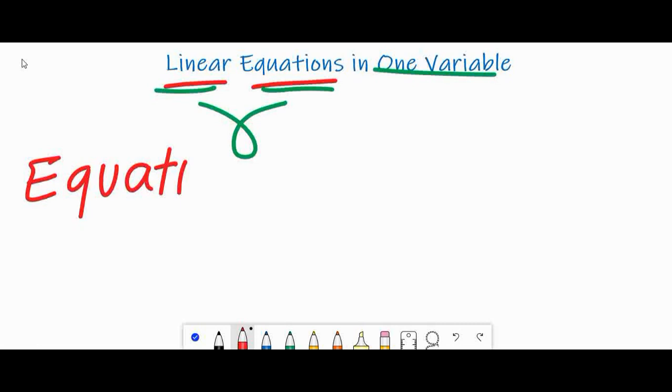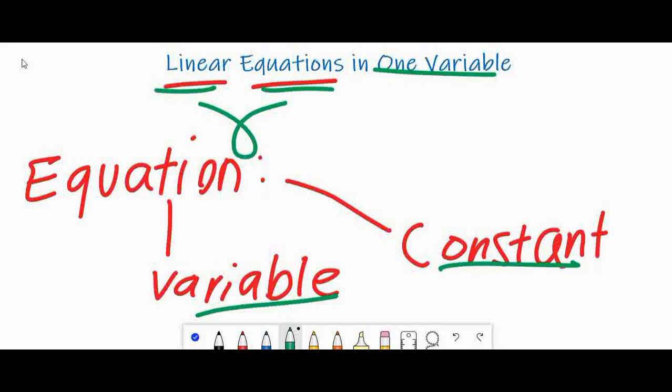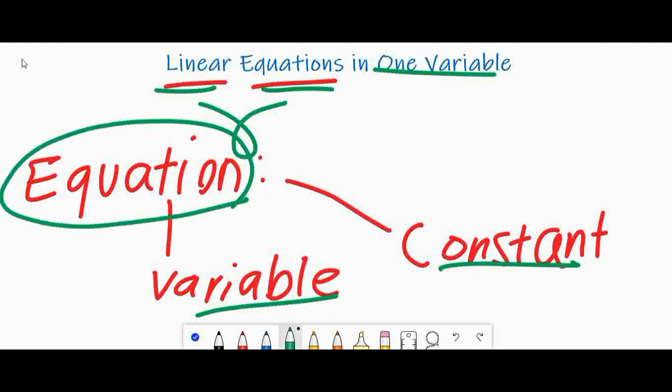A linear equation is actually a type of equation, but what is an equation itself? An equation is actually a statement of equality involving 1, a variable, and 2, a constant. So what exactly is a statement of equality? Well, a statement of equality is a mathematical statement that consists of an equal sign. And if that mathematical statement with an equal sign also involves variables and constants, it is said to be an equation. All right.